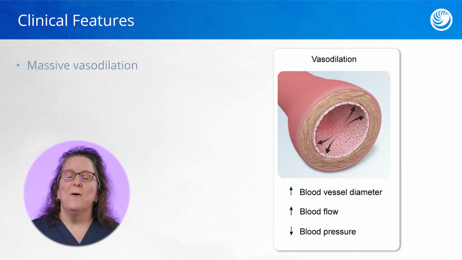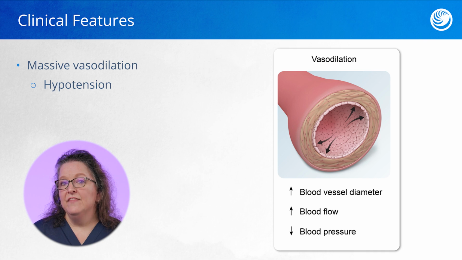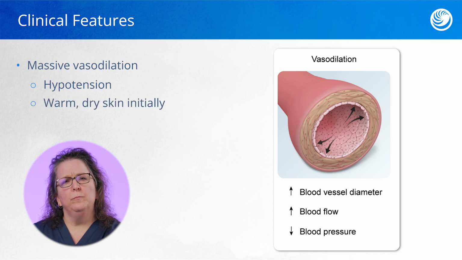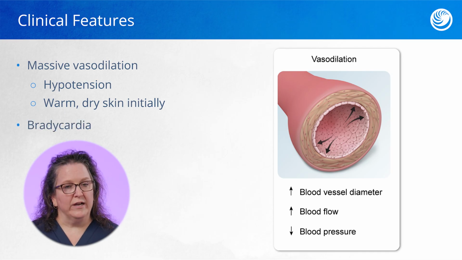So remember, parasympathetic nervous system, everything dilates and relaxes. So the clinical manifestations that we're going to see are from parasympathetic stimulation, massive vasodilation. So we're going to see hypotension. And then the client's periphery will be warm, but only to start. And we'll talk about that in a second. And then the client will have bradycardia.